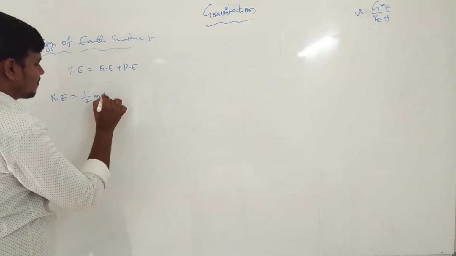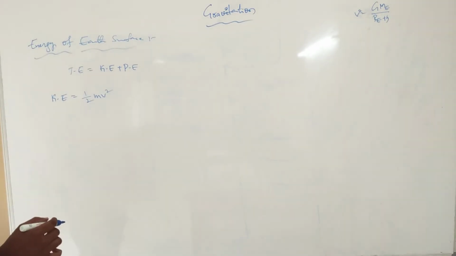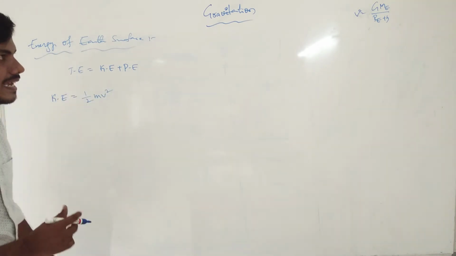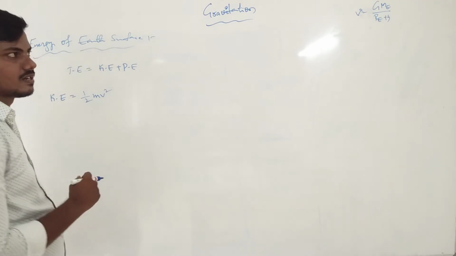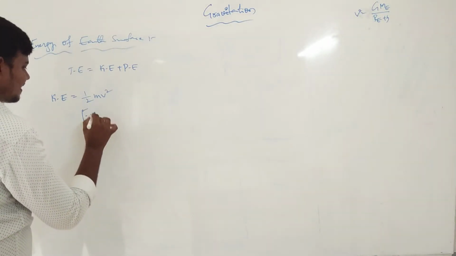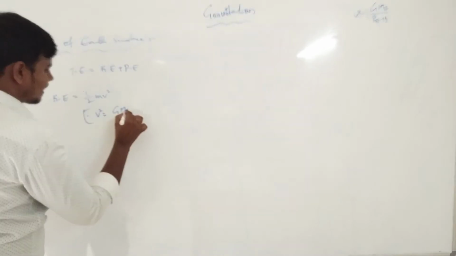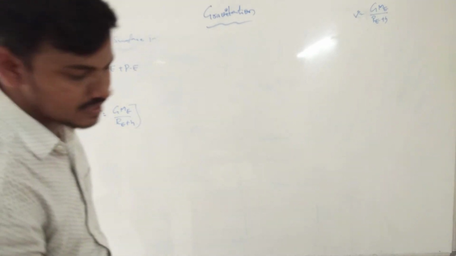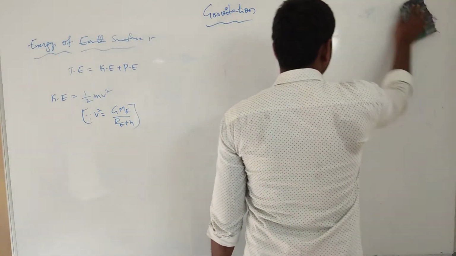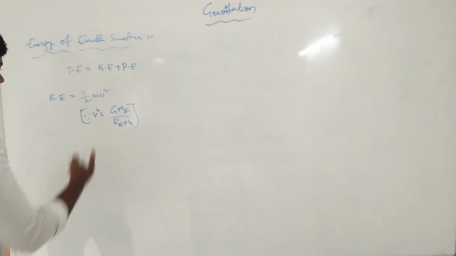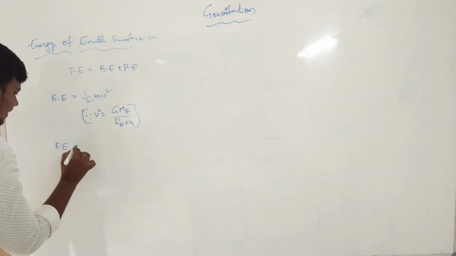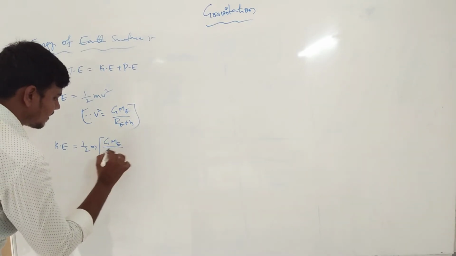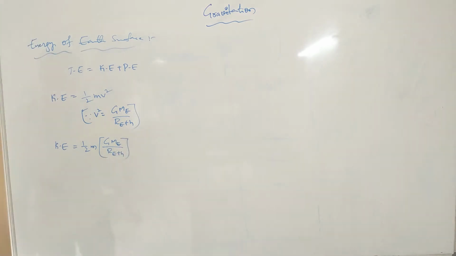What is kinetic energy? The equation is half m v square. Observing the same equation, v square is equal to capital G capital M_E by R_E plus h. This is the velocity equation. Now substituting v square in kinetic energy, the kinetic energy is equal to half m times v square, which means capital G capital M_E by R_E plus h.